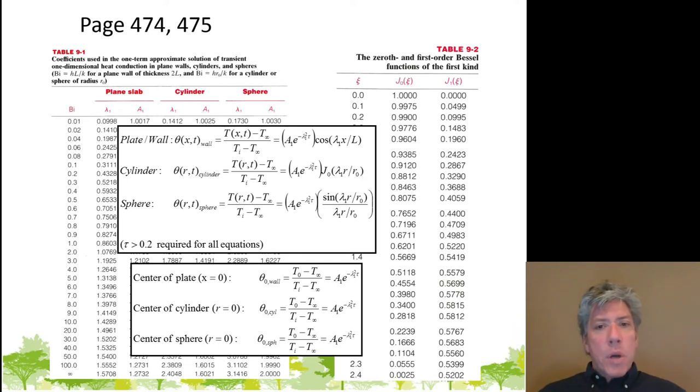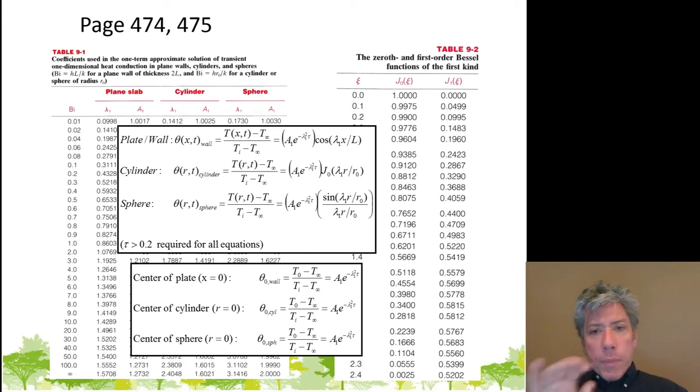Now, these equations only work for Fourier numbers greater than, I think, 0.2 or so. Look in your text, or maybe it's less than 0.2. I think it's greater than 0.2, but look and make sure. There are restrictions on these because the solution actually has an infinite number of terms in it when you solve the differential equation. A lot of times you can neglect several of those terms, and when you can neglect them is dependent on the Fourier number. So make sure you know when that is, and of course you're calculating the Fourier number, so you can see if it's valid to use this approach anyway.